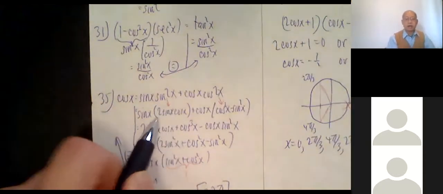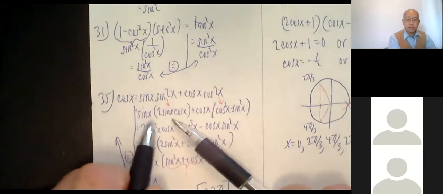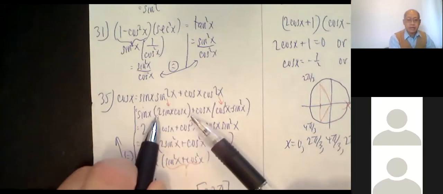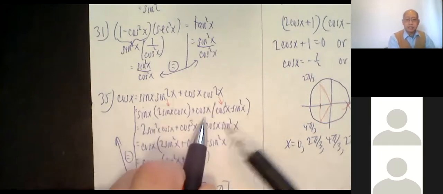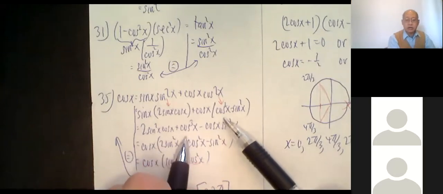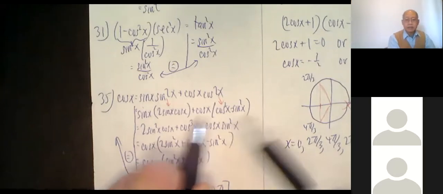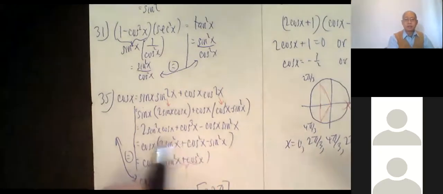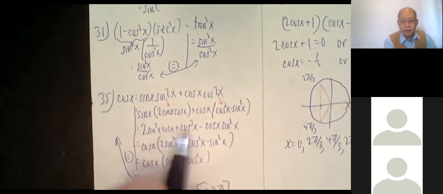All right, somehow I've got to get all that to be the same as cosine x. Let's just multiply it out and see what happens. So if I distribute, 2 sine squared x cosine x, plus cosine cubed x minus cosine x sine squared x. Okay, so now I have all this stuff.